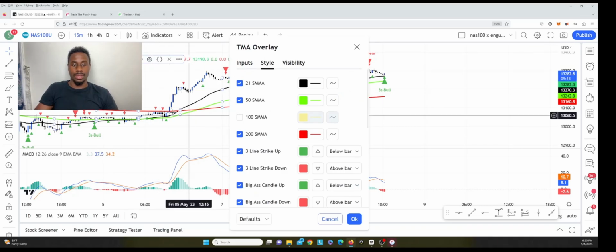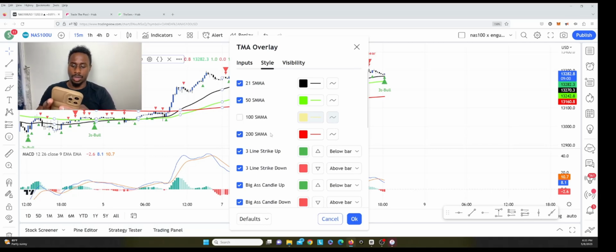the red line is the 200 smooth moving average. I don't remember what the S-M-M-A stands for. Let's actually just look it up real quick. SMMA. Or is it simple? Let's see what it means. Hopefully, you see my fingers looking crazy. Look at that. But yeah, it's actually smooth moving average.